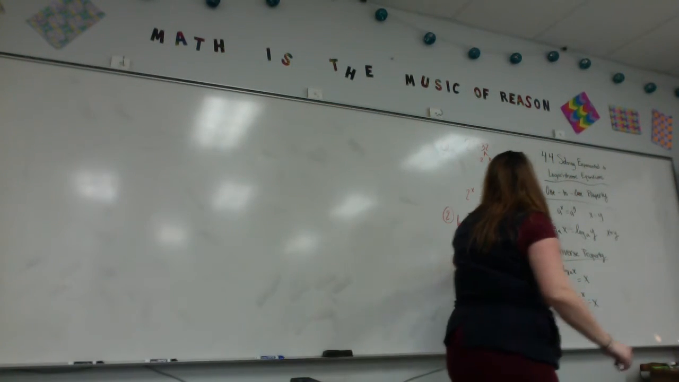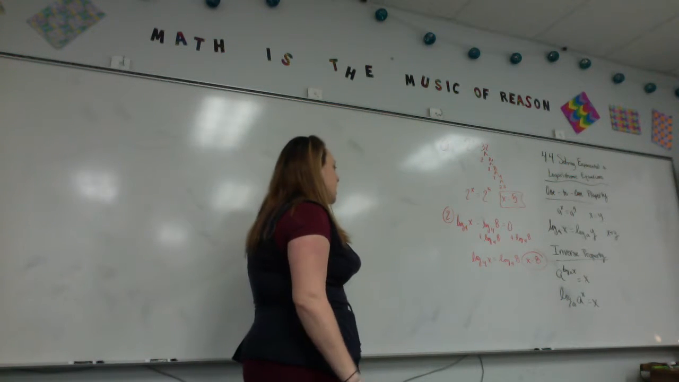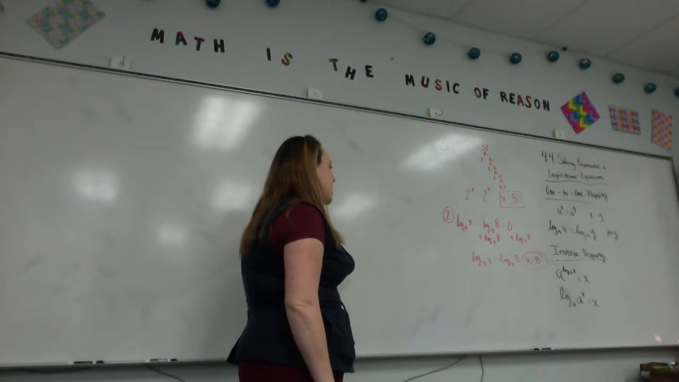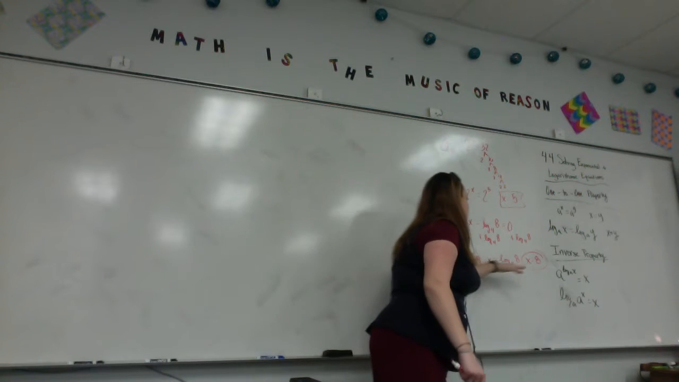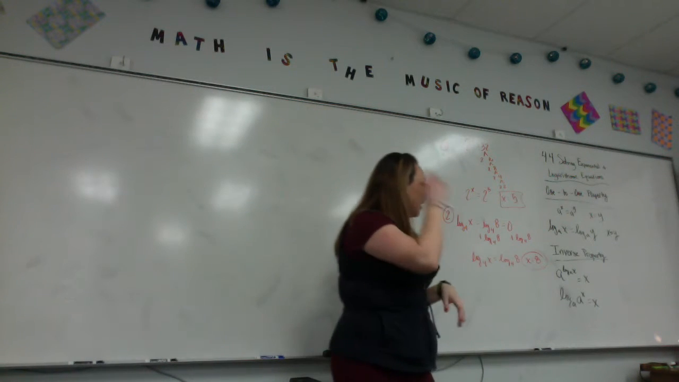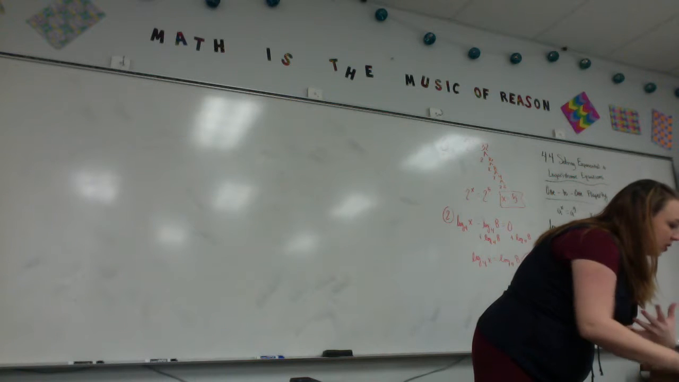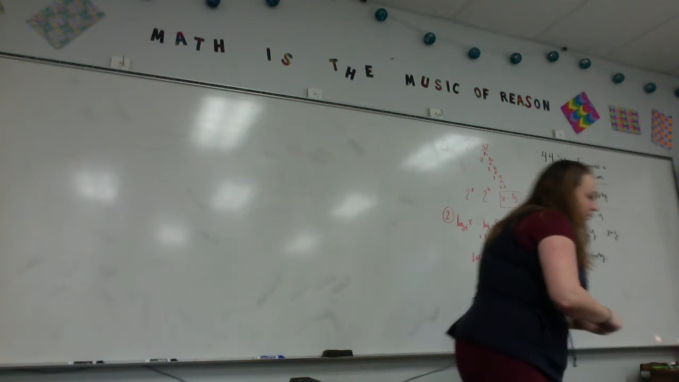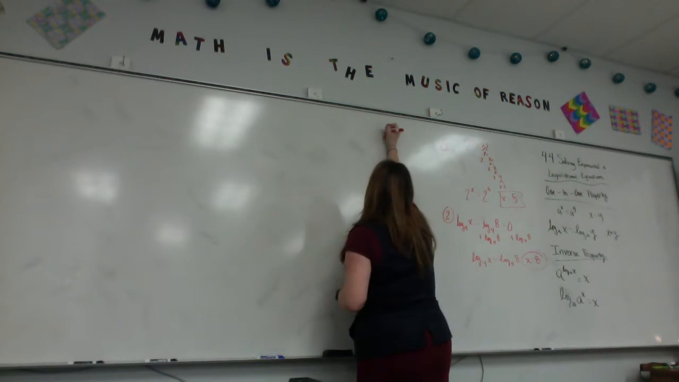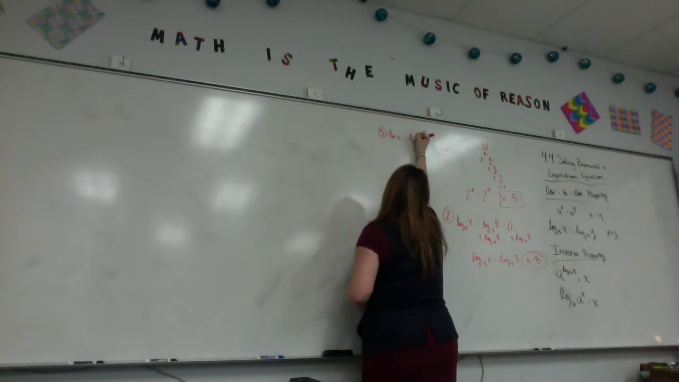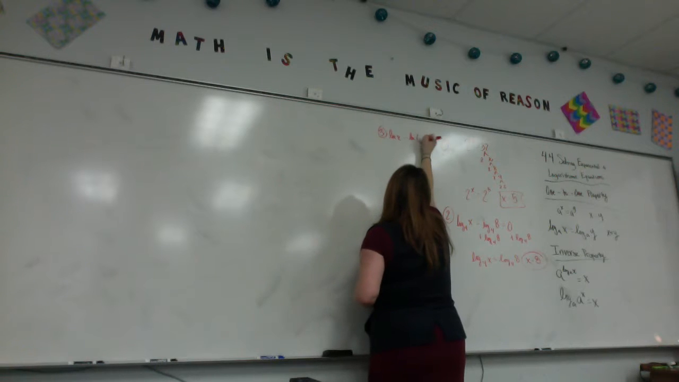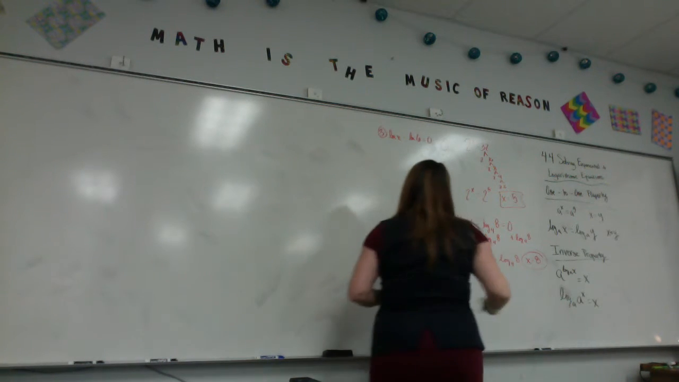Okay. So log base 4 of x equals log base 4 of 8 means x equals 8 because the bases are the same and they can cancel. Okay? And my x equals my y. So you might have to rearrange the equation. What happens if I have natural log of x minus natural log of 6 equals 0? What do I do?